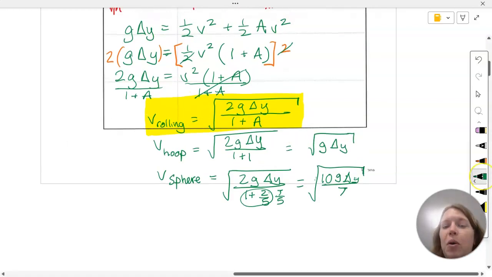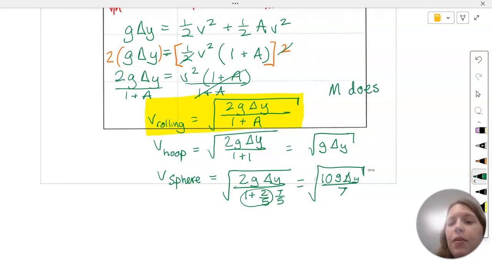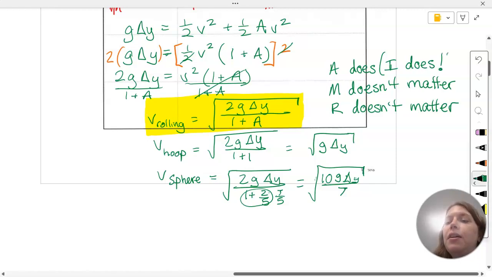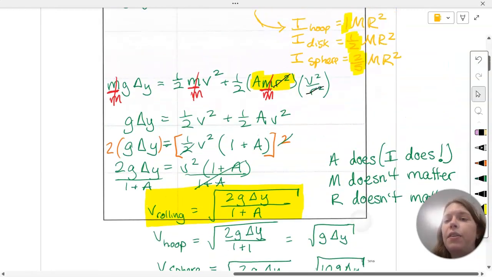So it is impacted by the moment of inertia, but notice that the mass doesn't matter, not in this equation. And the radius of the object doesn't matter. Using the capital R's to stand for it's an object, so it has a fixed radius, not a variable r. But A does. A is this coefficient in front of the moment of inertia.